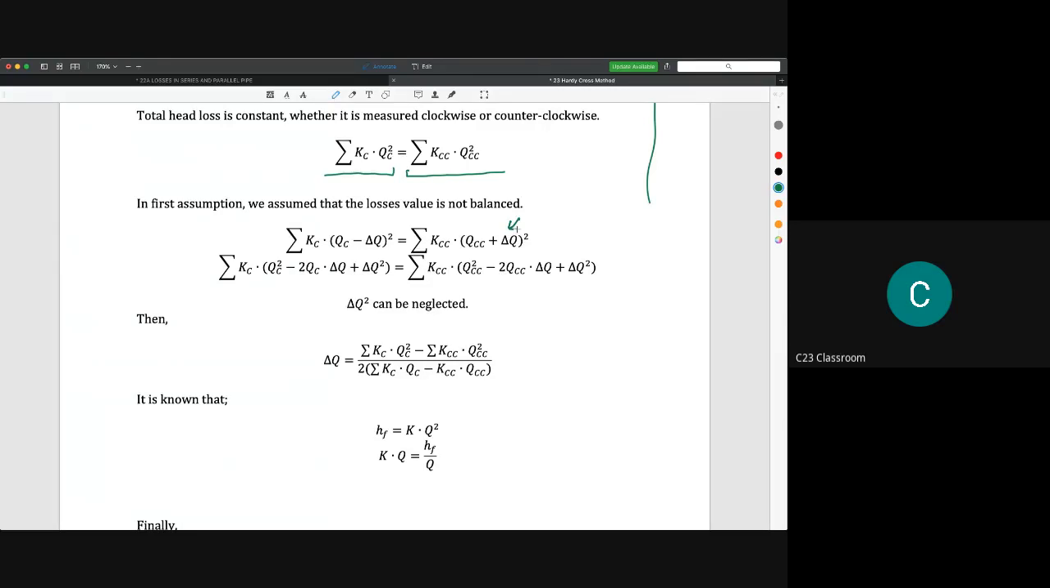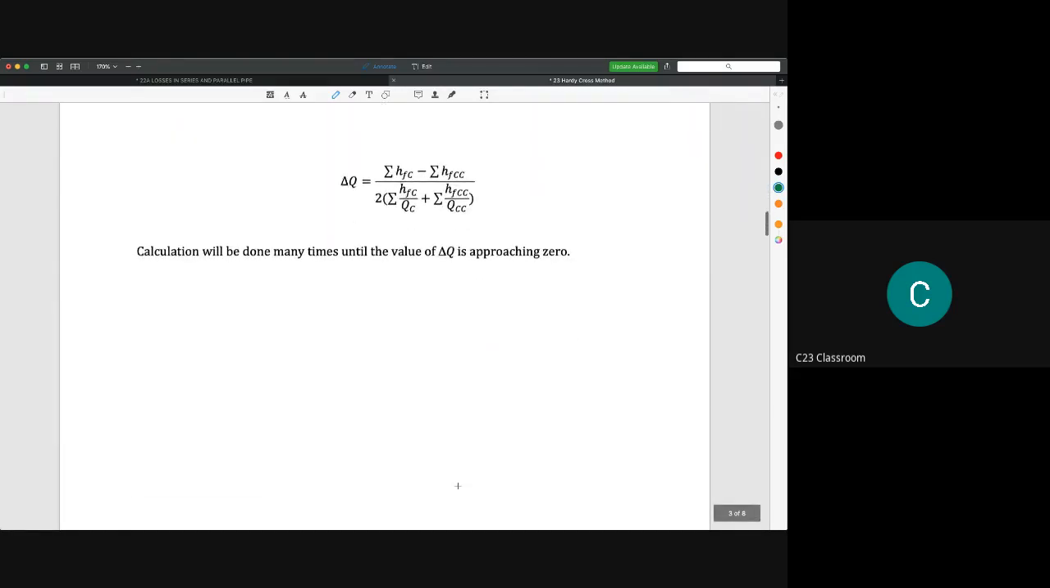Okay. Then we need to expand this equation, and we neglect the delta Q square because the amount is too small. Then we could rearrange this equation into this term, and to simplify this term, we can substitute with this term, which is losses equal to KQ square, or KQ is equal to losses over Q, and finally we could get this term. Okay, and please remember how to derive this one. Please also remember the equation of this one.